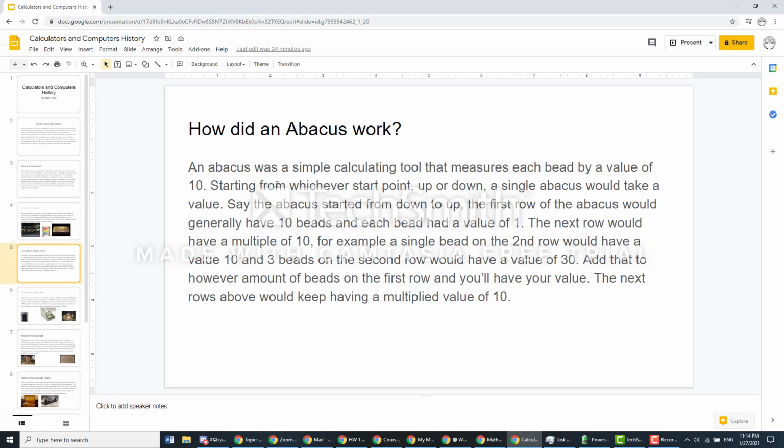You could just read this. I can describe it. Basically, there are so many rows, and if you start from the bottom up or the top down, the first row will count as ones. The second row will count as tens. The third row will count as hundreds. So if your first row was 5, your second row was 6, and your third row was 3, you have 365. That's how it works.